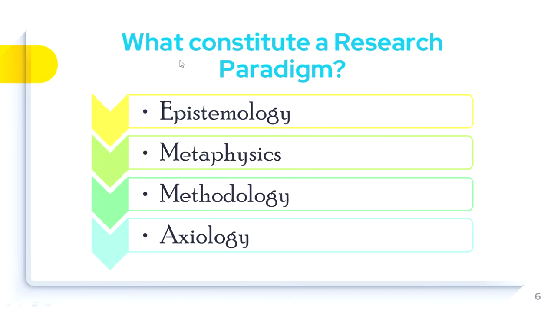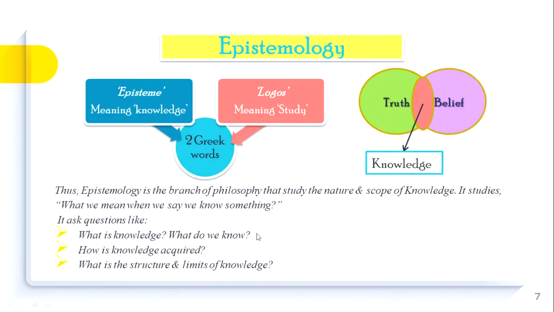So next we will look at what constitutes a research paradigm. These are the four fundamental components of a research paradigm: epistemology, metaphysics, methodology, and axiology. No matter what kind of research paradigm the researchers choose, these four fundamental components will be included in all types of research. So first is epistemology.